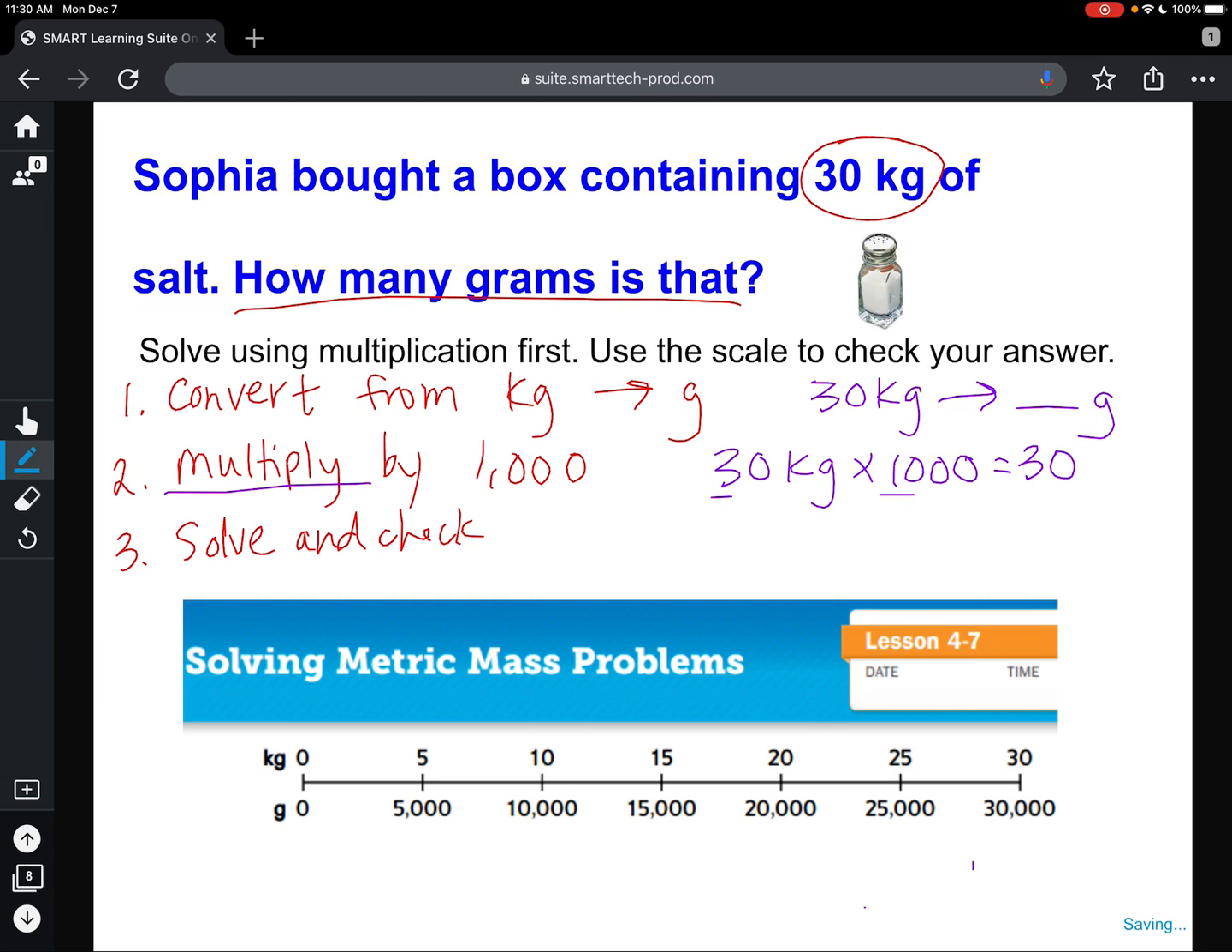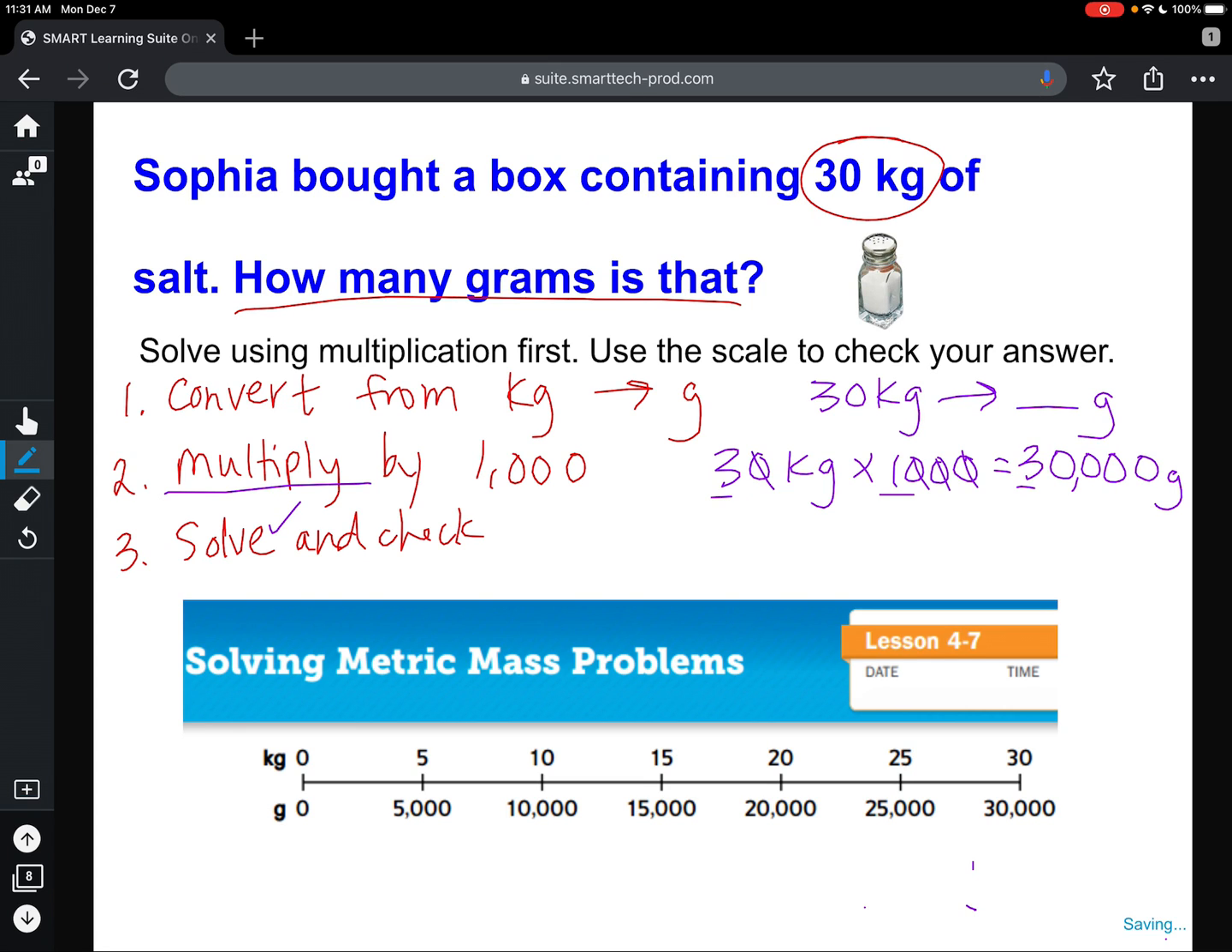I can do my basic fact and get 3, and then I'm going to add on 1, 2, 3, 4 zeros. And I get an answer of 30,000. That means that in 30 kilograms, I found out there are 30,000 grams.